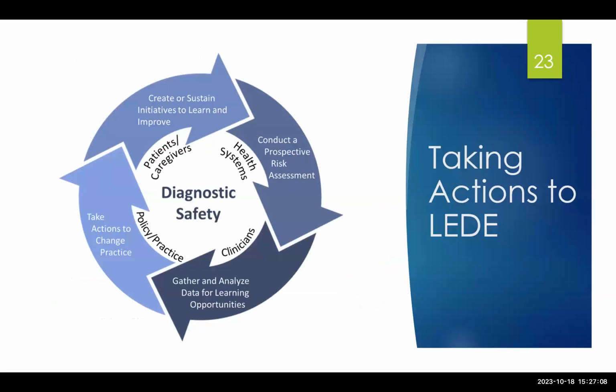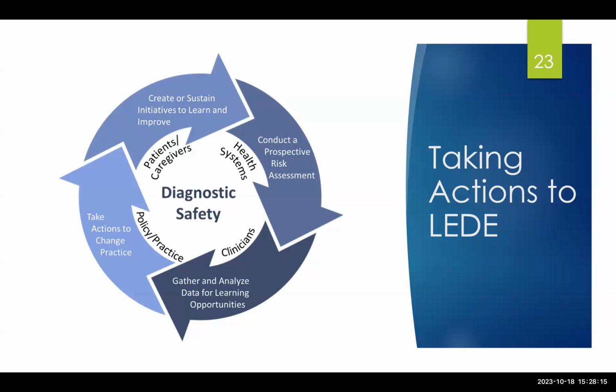Okay, so now let's move on to the resources. With this background, you'll now see why we developed these resources. If you want to build a learning health system for diagnosis, if you want to move towards what we call LEAD, learning and exploration of diagnostic excellence, you need to create an initiative to learn and improve. This is all about learning and improvement. The first thing we have to do is conduct a prospective risk assessment to figure out where we stand. What are our current practices? How well are we doing now? Then you can gather and analyze data for learning opportunities, the next point in that circle. That tells you what your measurements are showing, what high-risk areas you have, and then you can take actions to change practice. And then, of course, you have to sustain that initiative. That's a way to involve everybody: patients, health systems, policy and practice folks, as well as clinicians.